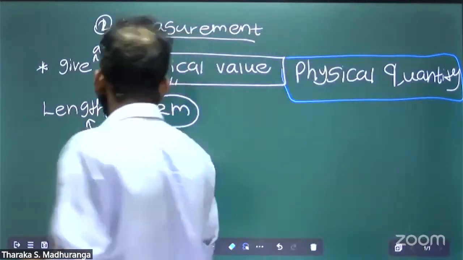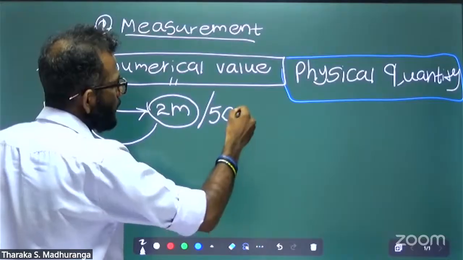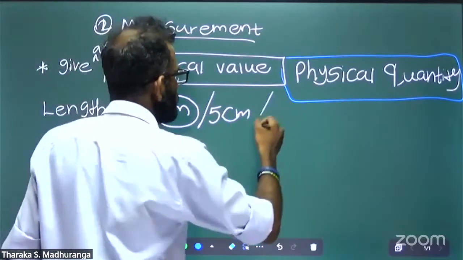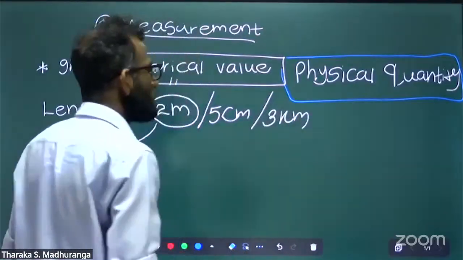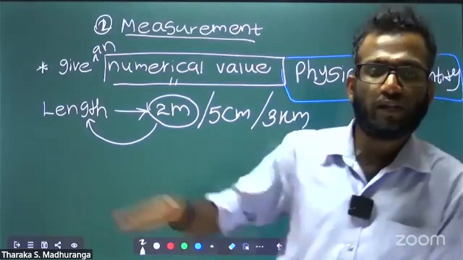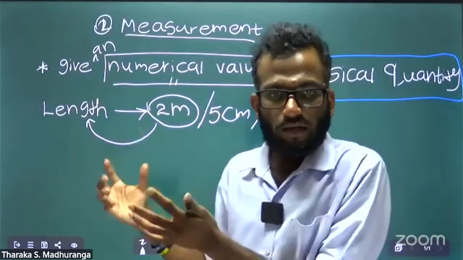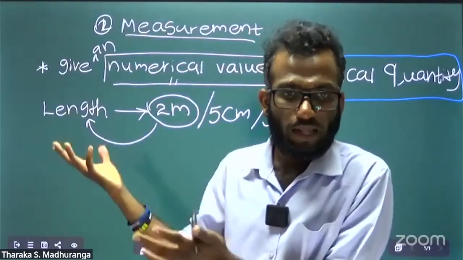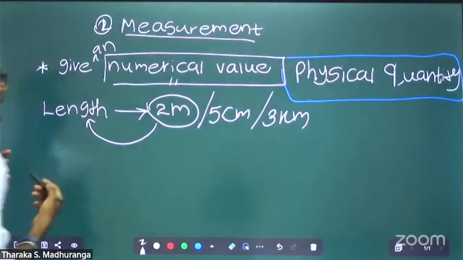Or we can say it is 5 centimeter. Any unit you can use. 3 kilometer, 10 millimeter. The physical quantity is length. Give a numerical value for this physical quantity, for the length. They are the measurements.